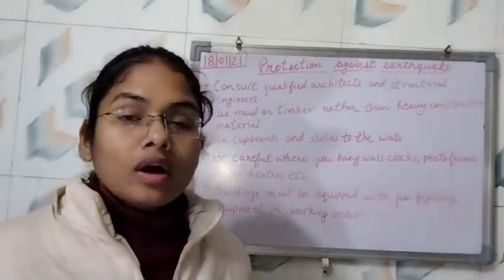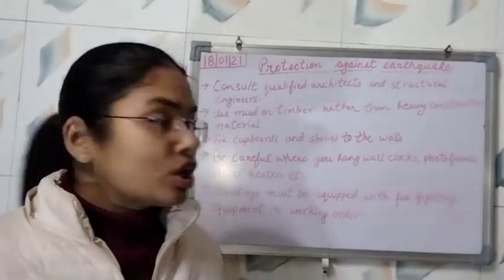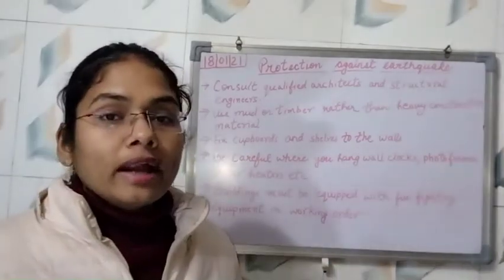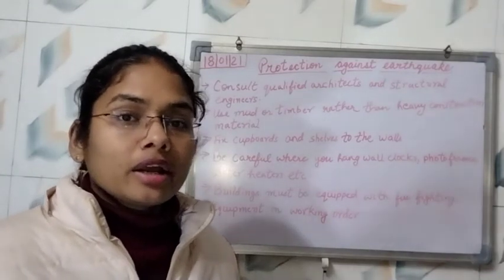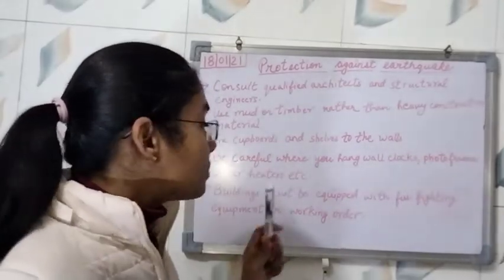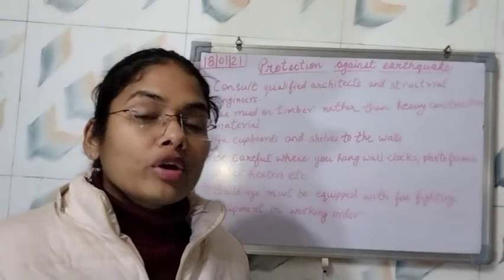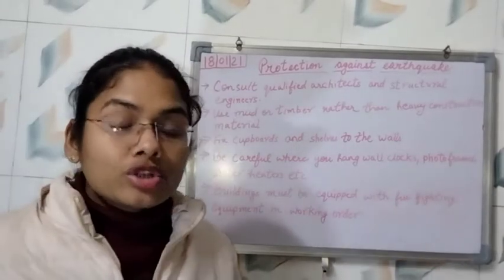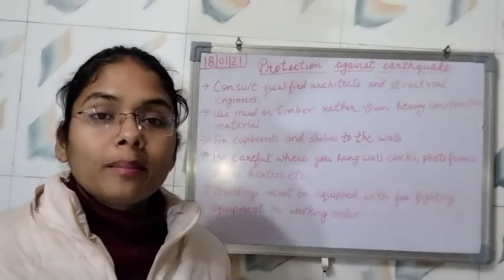Next, be careful while hanging wall clocks, photo frames, water heaters, etc. They should be fixed to the wall carefully, so that if there is some tremor of earthquake, even a slight jerk, they should not fall down. The next is, buildings must be equipped with firefighting equipment in working order. So one should always check it regularly and keep it well maintained.